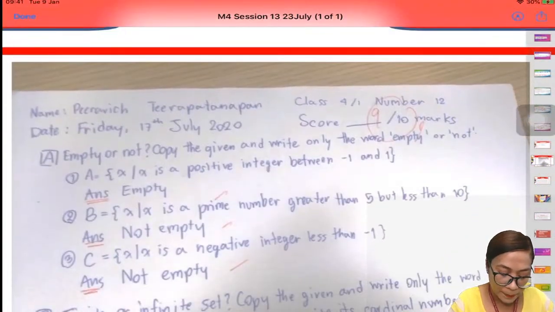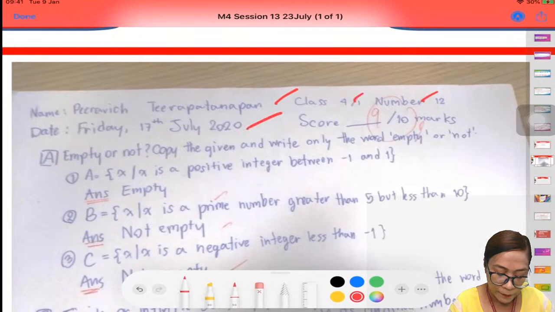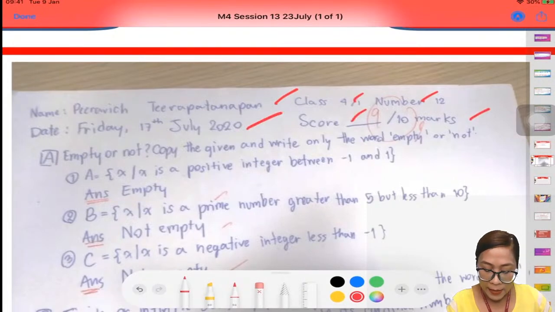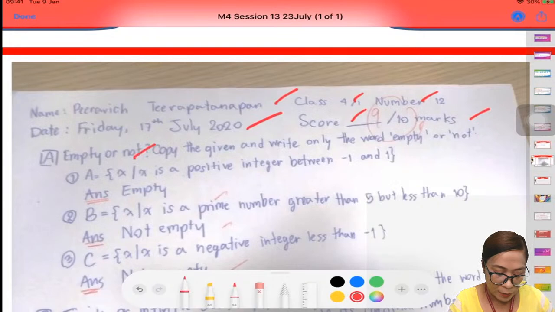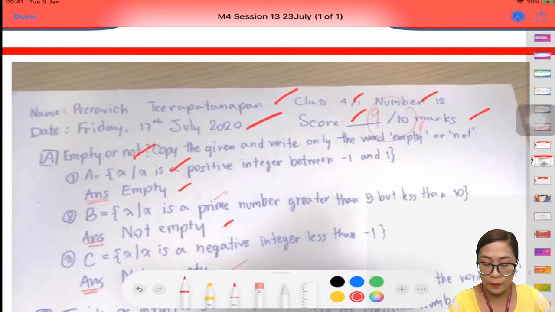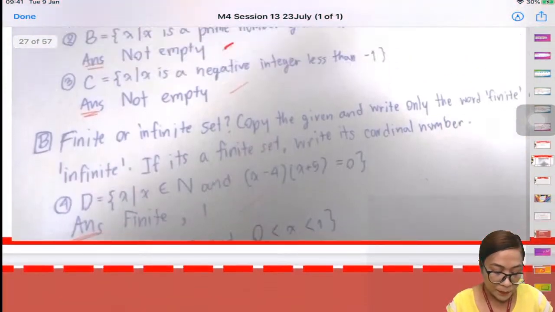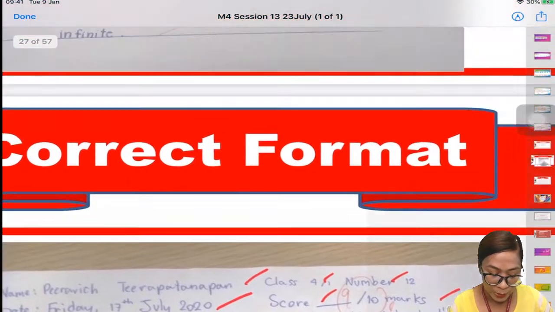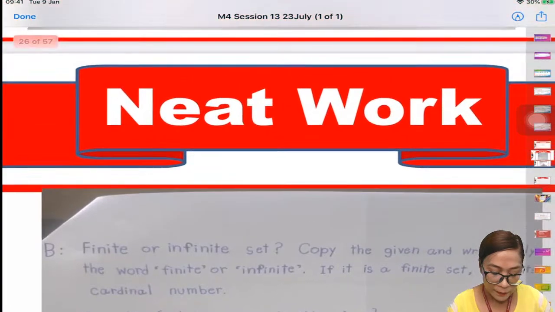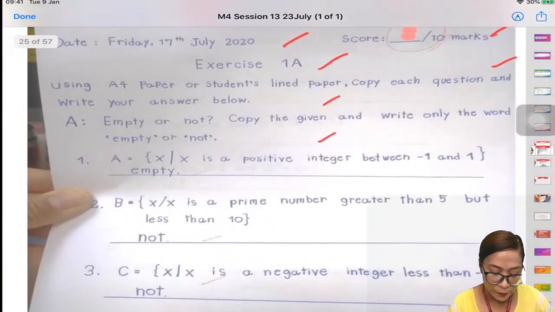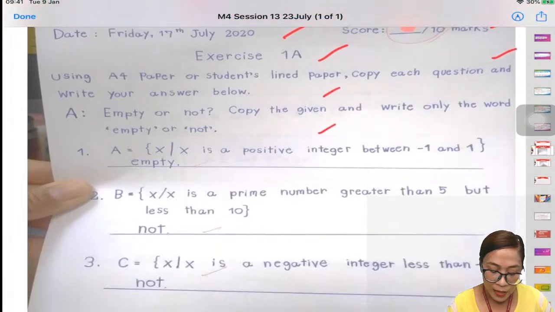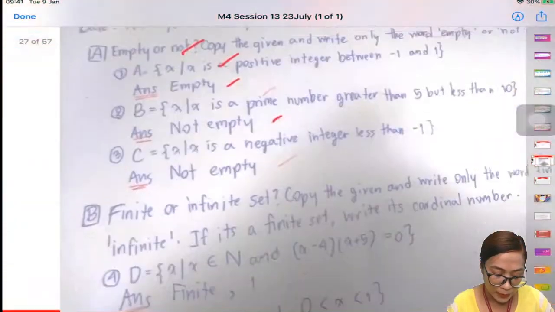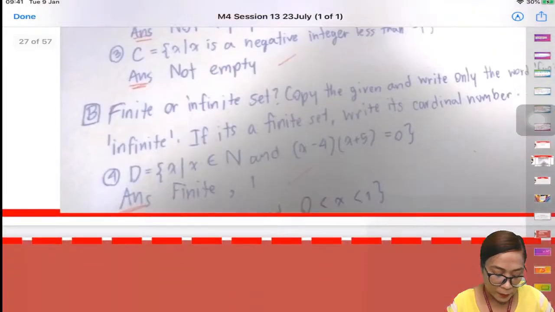Correct format. Natos has the neat work, pyramids, you look at pyramids, okay, the correct format. His score is 9/10. Empty or not empty, the answer is empty, not empty, so it's easier for me to look and check, okay. This is it from Pyramid of class 4/1, number 12, and Natos, you have a neat work, and it's easy for me to check. Natos of class 4/4, and once again, Pyramid of class 4/1.